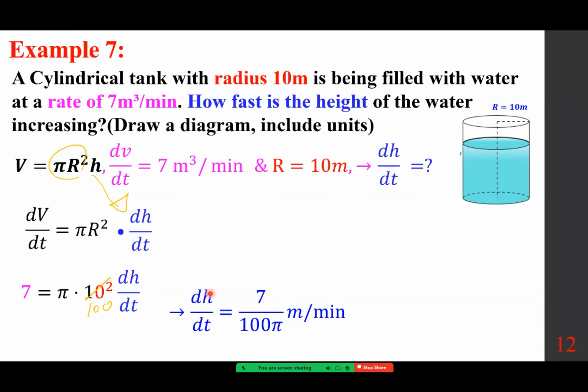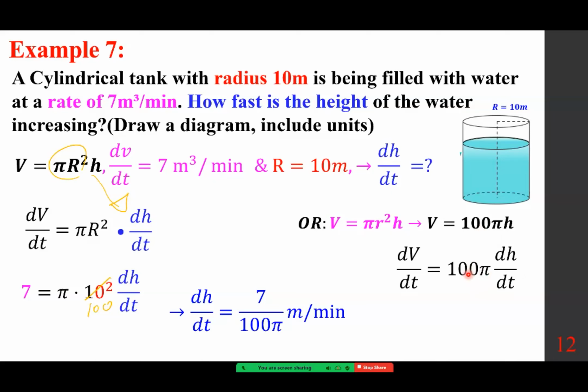The units are the units of the numerator over the units of the denominator, change in height over change in time. Or right here, class, before we differentiate, we can replace this and we get 100. So V is 100 pi h. If you replace this R, because 10 is fixed, you get 100 pi. And now if you differentiate, dV dt is 100 pi times dH dt, which is exactly what we have here. Same thing that we have here. All right. Again, pretty simple and straightforward.